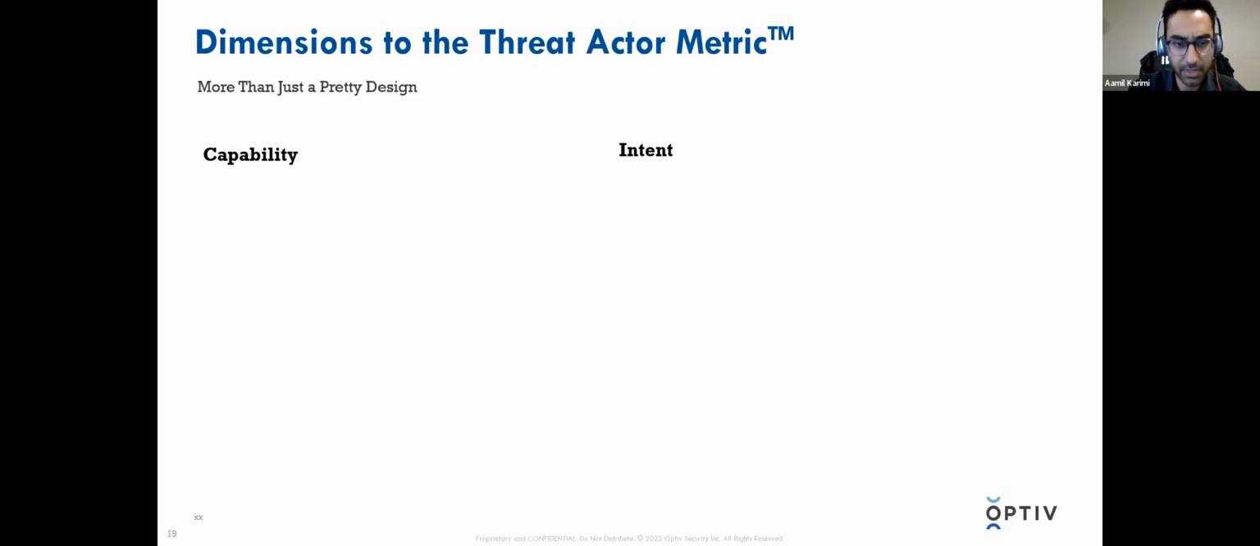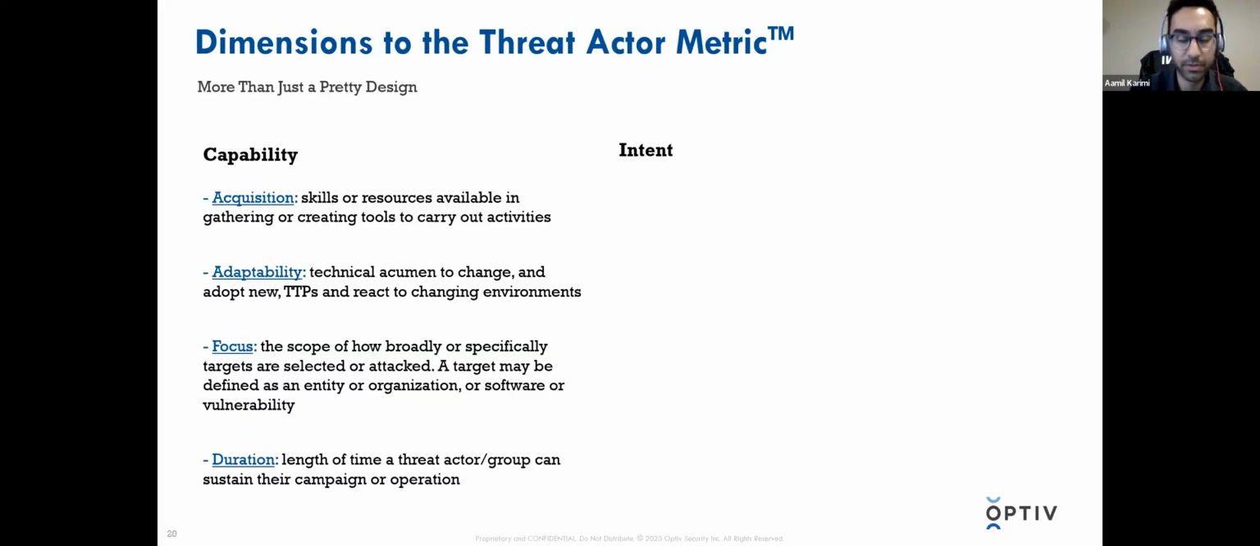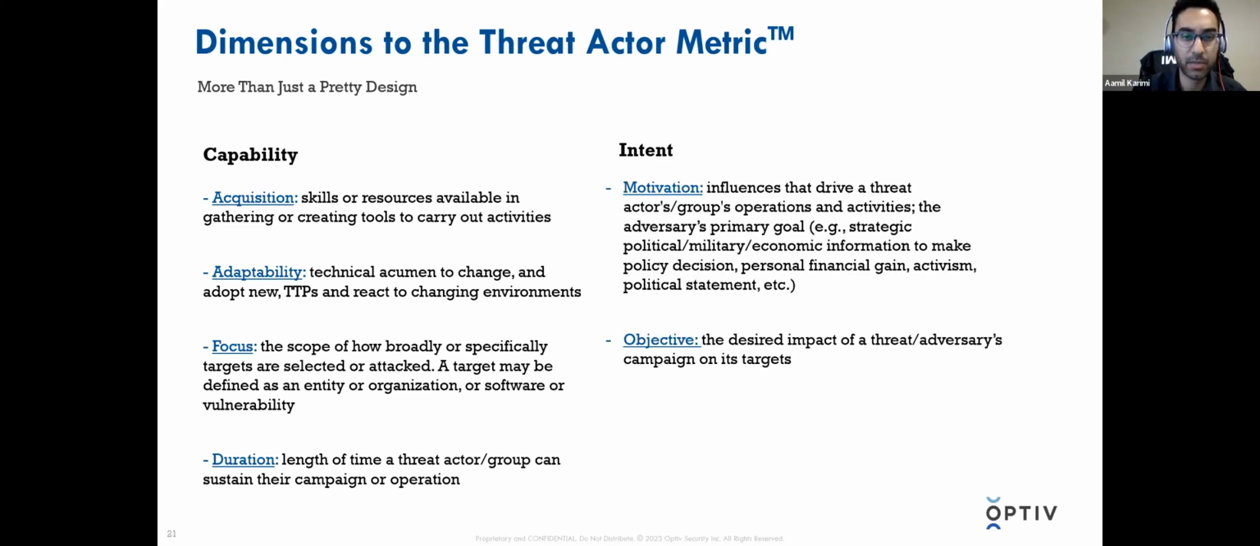And so under capability and intent, we came up with a few subcategories that contributed to each of those headings. Under capability, we have things like acquisition, adaptability, focus, and also duration. And under intent, we came up with motivation. What are the driving factors behind each adversary's or each campaign's attacks, as well as objective. What's the end goal? What's the desired impact of said adversary or said campaign?